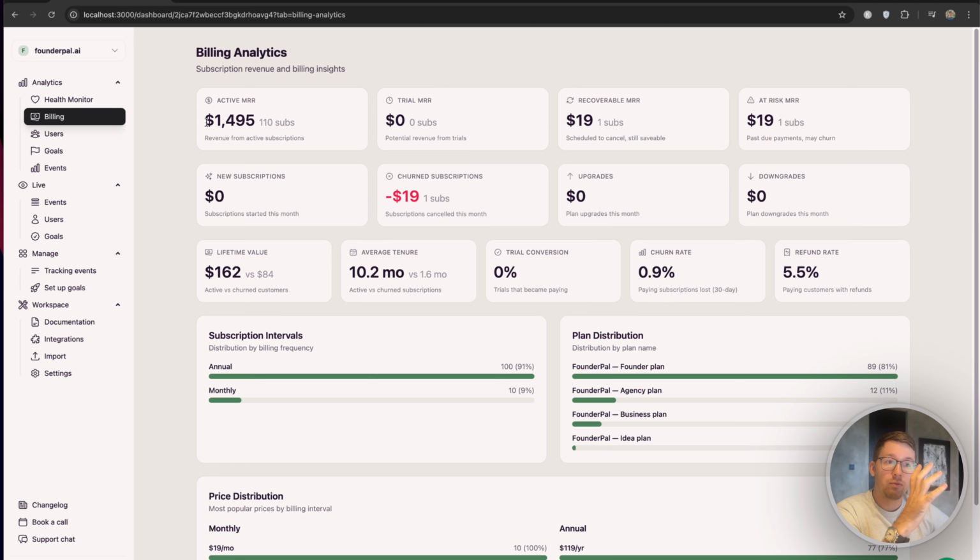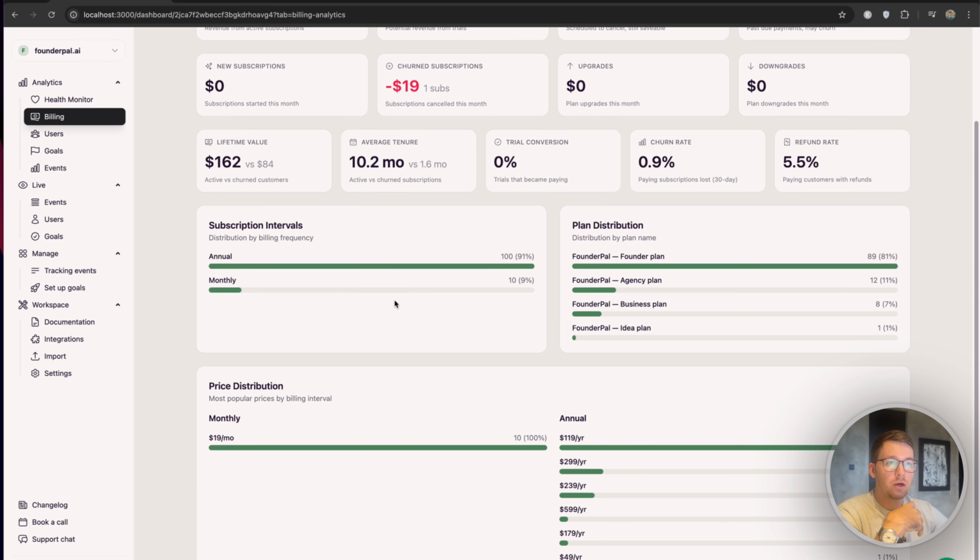Here I have 1,500 MRR, but I see that one subscription is recoverable, meaning it's scheduled to cancel, but I can reach out to this user. And one subscription is at risk, so it's past due and very likely to churn. I maybe can do something, but that's kind of late stage. We have more insights about lifetime value and average tenure, and I don't think you can get these from Stripe very easily. And we have nice views of monthly and annual distribution, plan distribution, and price distribution. That was honestly very useful.